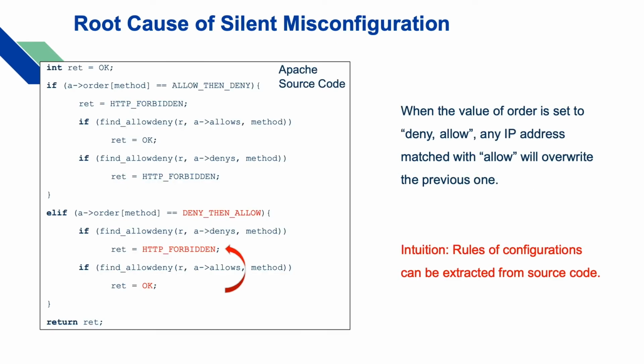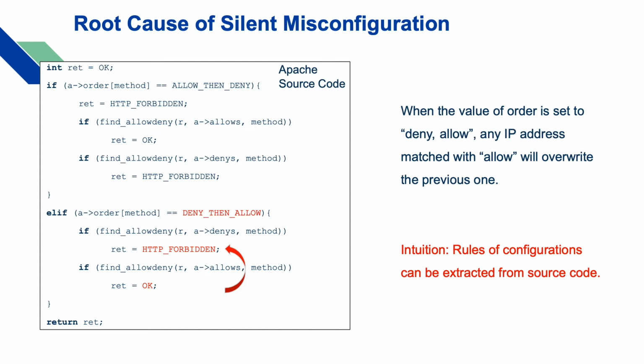To understand the root cause of the silent misconfigurations, we need to dive into the Apache source code to understand the logic behind it. For example, here, if users set the configuration value of order to deny then allow, then any IP address that matches this allow here will overwrite the previous results. So even though users specify that this IP should be blocked, should be denied, this result will finally be overwritten if it matches this allow here. From this example, we come up with an intuition, which is that the rules of configurations can actually be extracted from the source code.